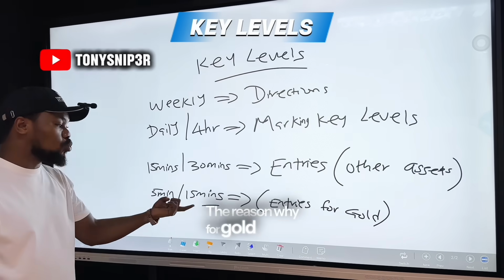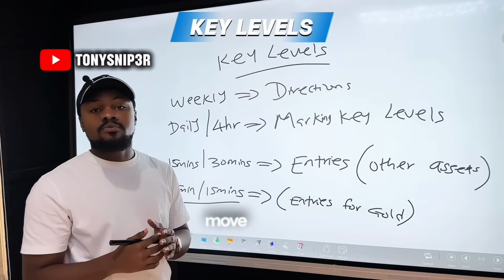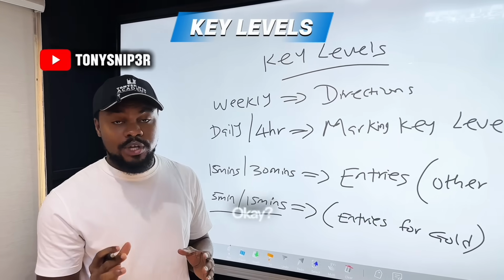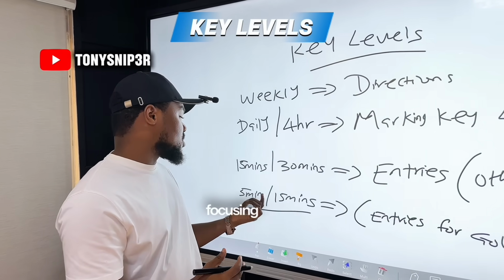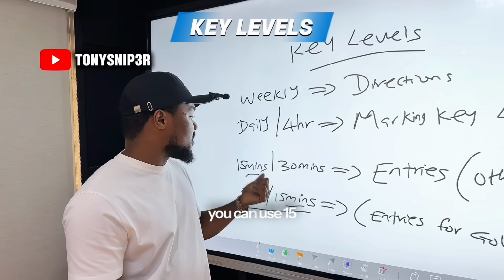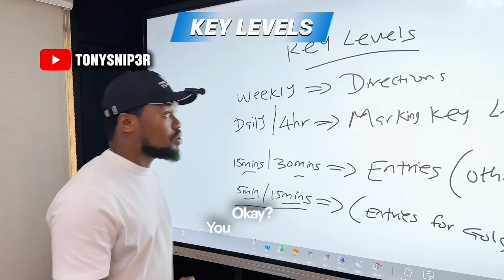The reason why for gold we're focusing on these levels for entry is because we all know gold moves very fast. So you need your SL to be as tight as possible. Okay, you need your SL to be what? To be as tight as possible. That's why we're focusing on the 5 minutes and on the 15 minutes. Although for other currencies, you can use 15 minutes or 30 minutes. Very good. You don't need to waste your time.